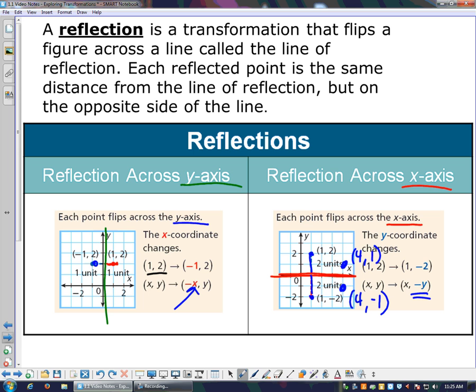Again, you just want to take the y and make it the opposite of what it was if you're reflecting across the x-axis. And you want to take your x and make it the opposite of whatever it was if you're reflecting across the y-axis.